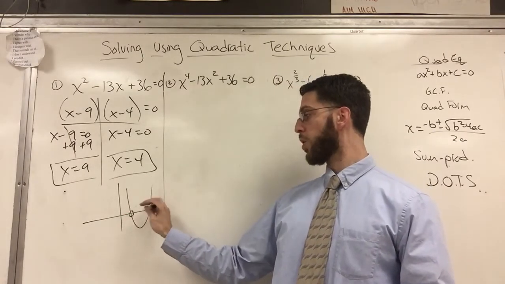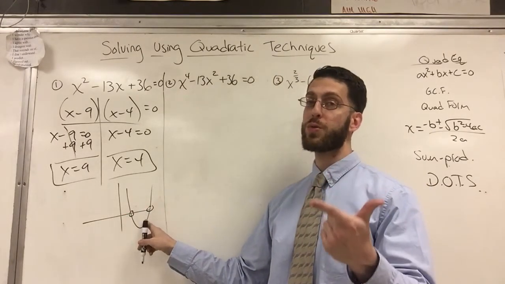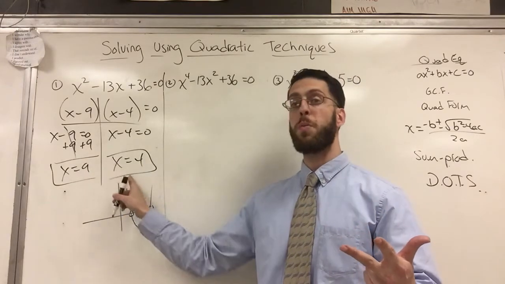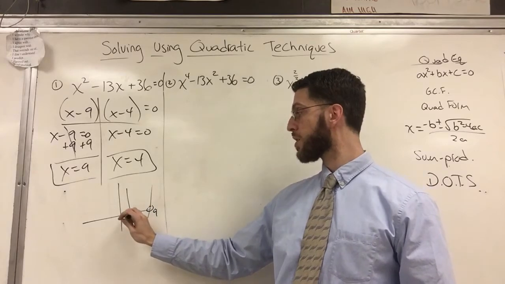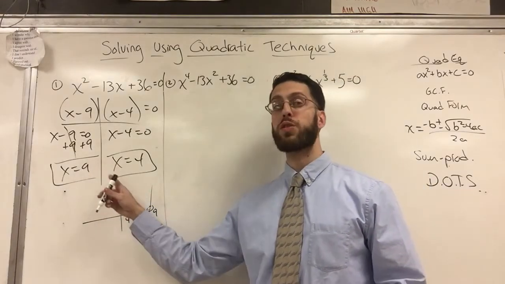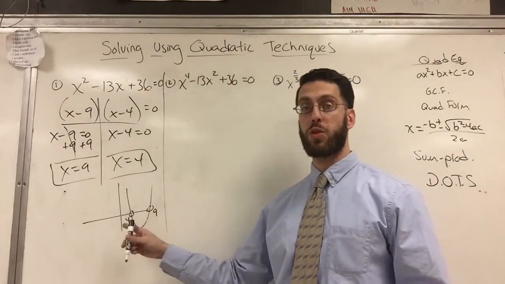And these are called the roots. They're also called the zeros. They're also called the solutions. Boom, solutions. So this point is 9, and this one is 4. So if you solve algebraically, it's the same as finding the roots graphically.